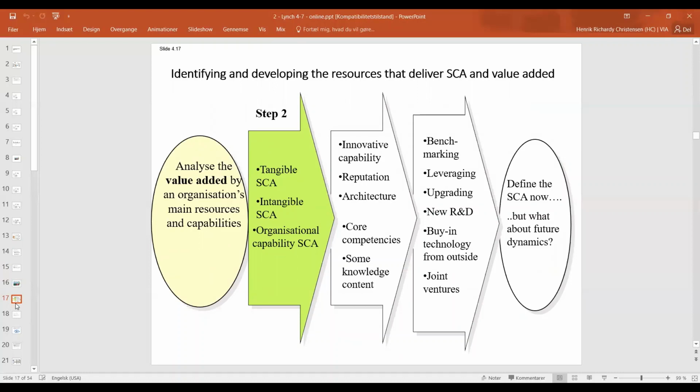So just think back now. We just looked at step 1, an overall analysis of the value added by the organization's main resources and capabilities. Simply trying to look into what is it that we are doing, where do we add value, etc. Now in step 2, we move on to try and understand resources on a more specific level. And we are dividing them into tangible, intangible, and organizational capabilities. So let's try to see what those different resources are.